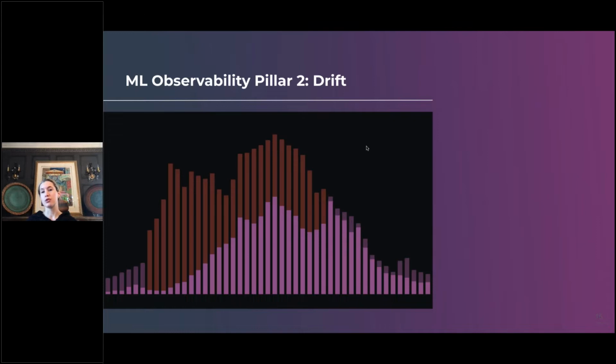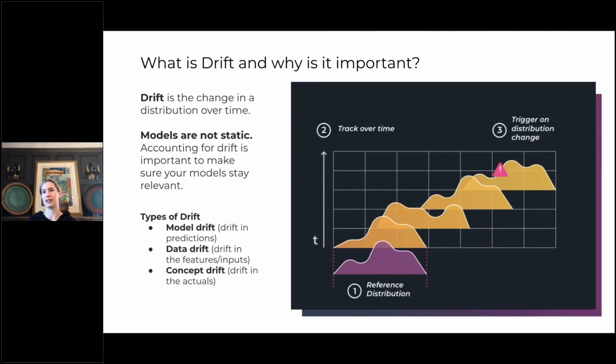Well, a lot of teams will use drift as a proxy for performance. So being able to monitor for drift as a proxy is really important to helping teams understand if their model landscape is changing. So what exactly is drift? Well, drift is a change in a distribution over time. The models we're looking at aren't static, so it's important that your models stay relevant.